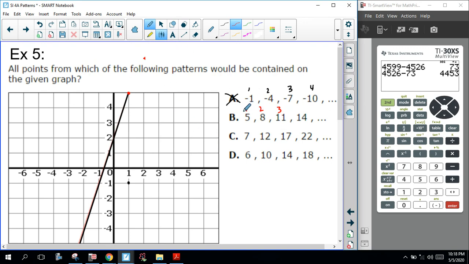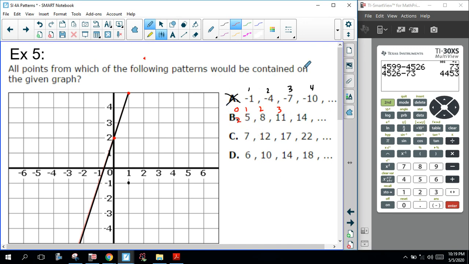So let's go backwards. Okay, if I go backwards here by 1, that would give me 0. And since this is a +3, +3, +3 going this direction, I'd -3. So that should be the ordered pair 0 and 2. Oh, yeah, that is my intercept. So most likely this is going to have to be the answer.